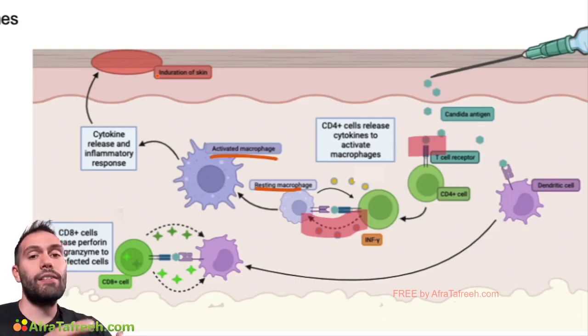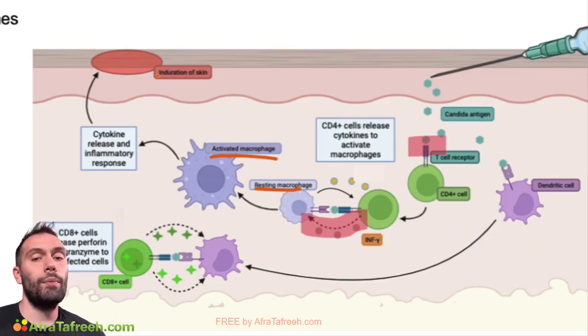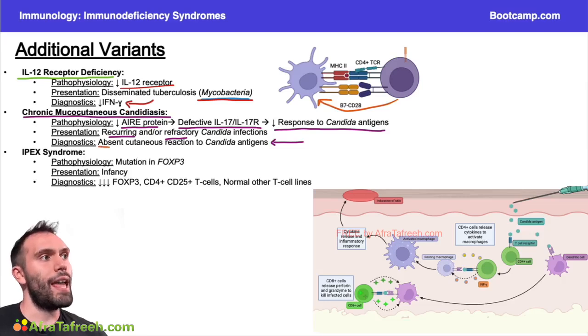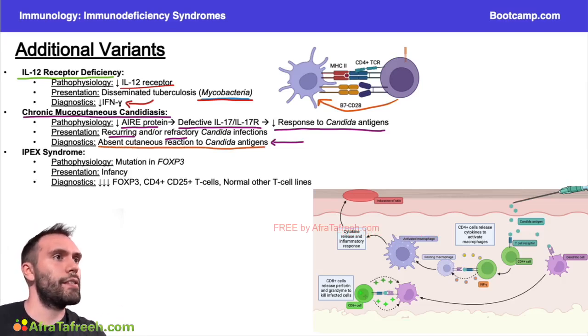Now, if a patient has this test done and there's no induration, then we would be more concerned that this patient potentially is more susceptible to a candidal infection. So that's what happens here in chronic mucocutaneous candidiasis. Again, we would have an absent cutaneous reaction to candidal antigens because our body is not well equipped to fight candidal infections. And that's exactly the problem here.